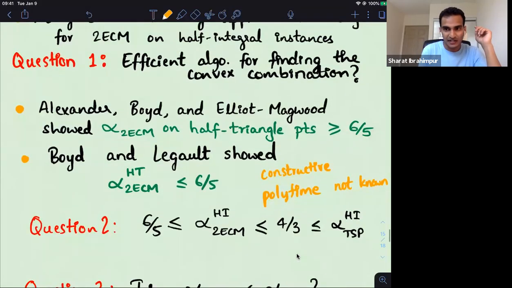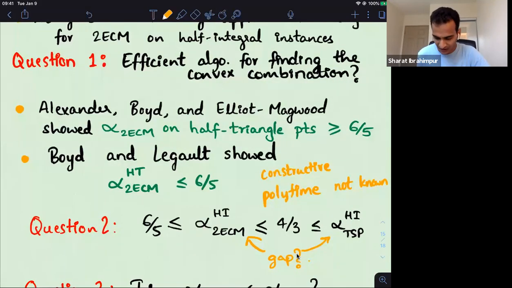So if I were to summarize these results for 2ECM on half integral instances, if I were to look at the integrality gap, we know that it is at most 4/3, and we know that it is at least 6/5. And we know that the integrality gap for TSP on half integral instances is at least 4/3. So a few questions are very natural to ask. The first one is: is there a gap between these two? That would be a nice question to answer.